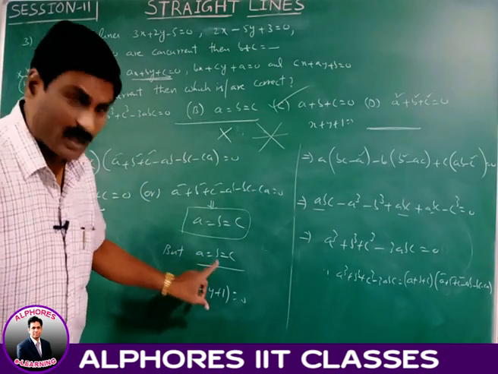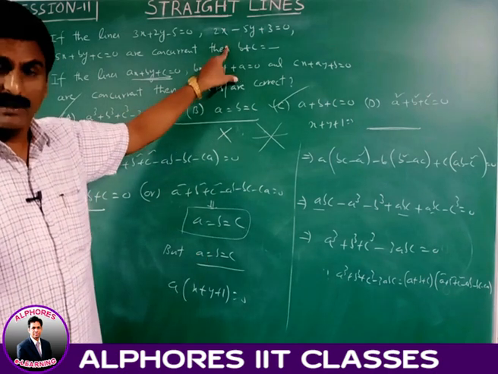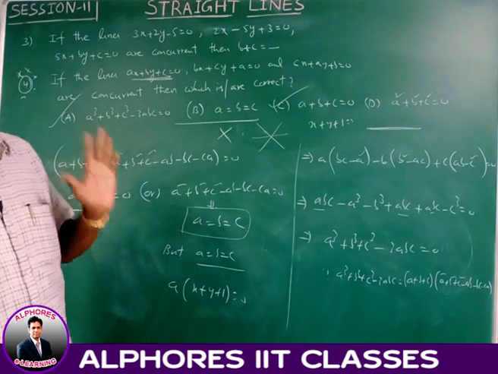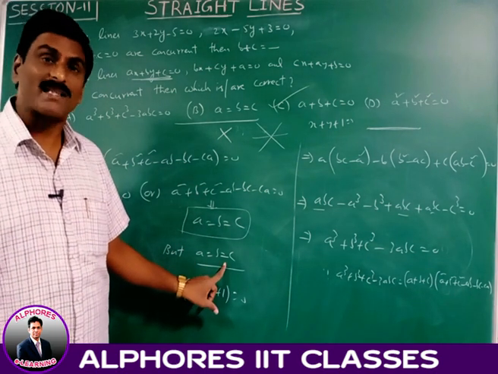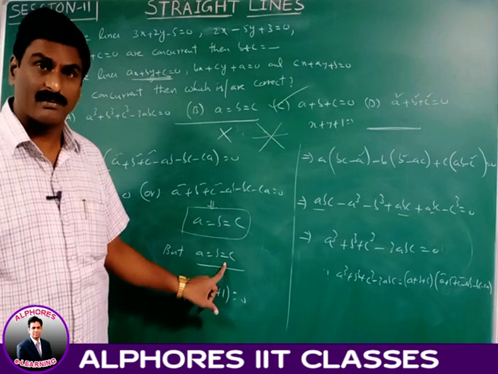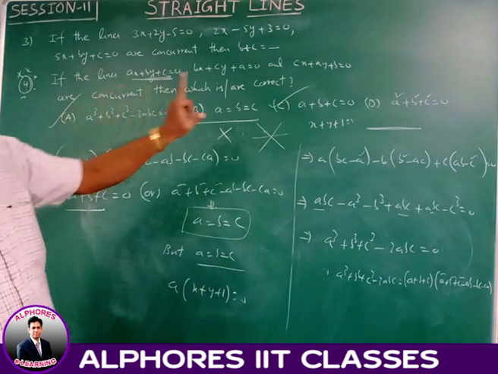Actually, we get A is equal to B is equal to C, but at A is equal to B is equal to C, the given lines are coincident, so it is not correct. Please write that value. At A is equal to B is equal to C, the lines are coincident. They are not concurrent. Okay, so it is not an answer. So the correct answer is A comma C.